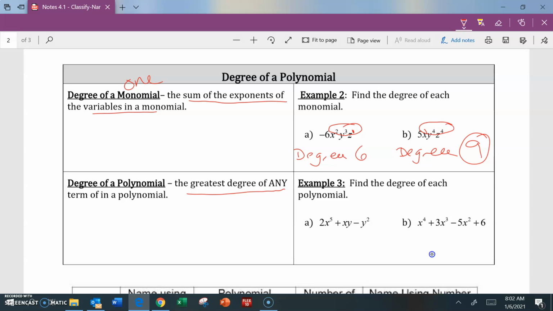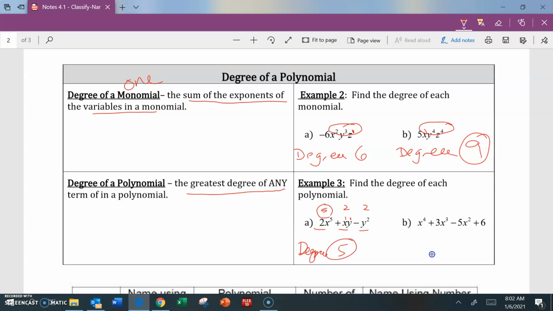So for instance, in part A, this is called a trinomial because we have 1, 2, 3 terms, okay? Now, the degree of this first term would be 5 because we have just x to the 5th. The degree of this middle term, x to the first, y to the first, would be 2. And then the degree of minus y squared would be 2 because that's the only exponent we have. So you do not want to add those. This is not a monomial. You want the highest. So since the highest number we have here is 5, this has degree 5.